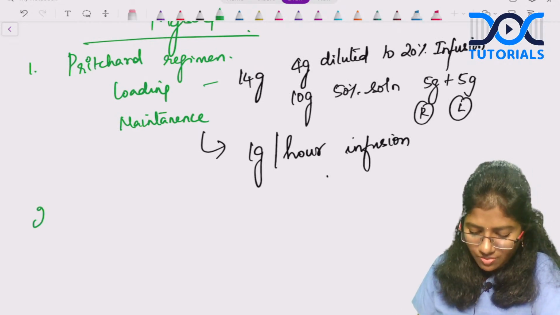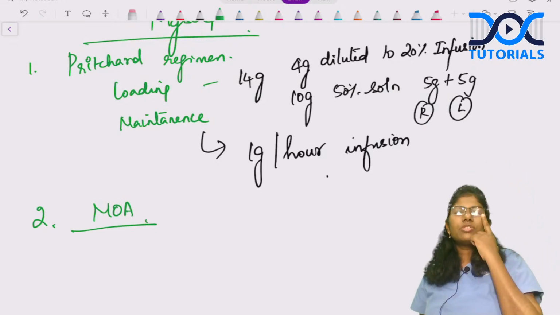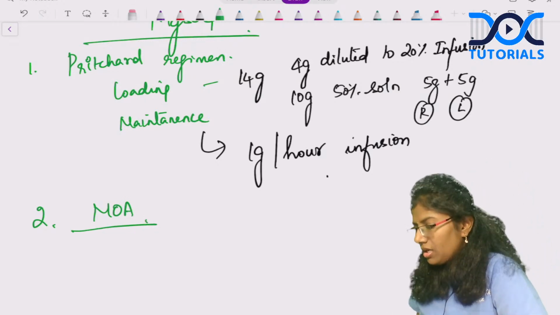Secondly, what is the mechanism of action here? What is the mechanism of action of magnesium sulfate?